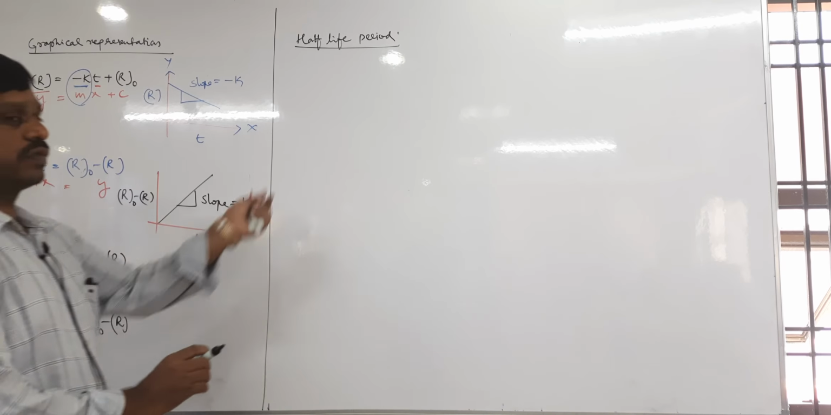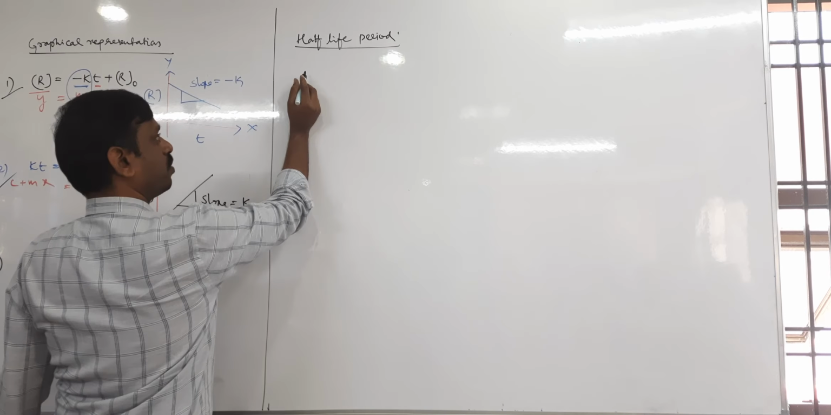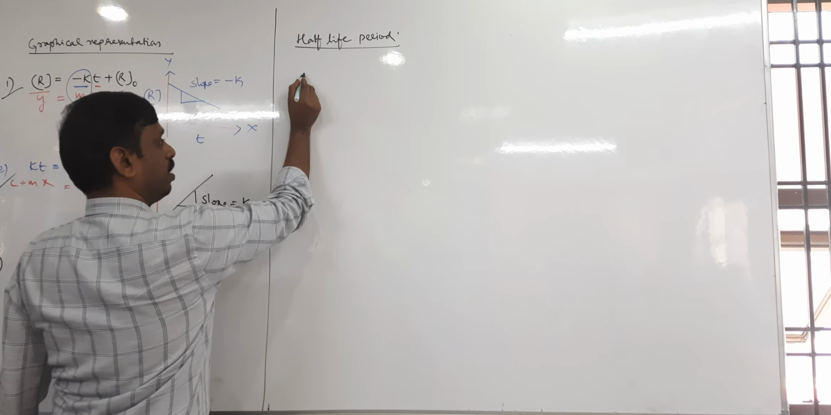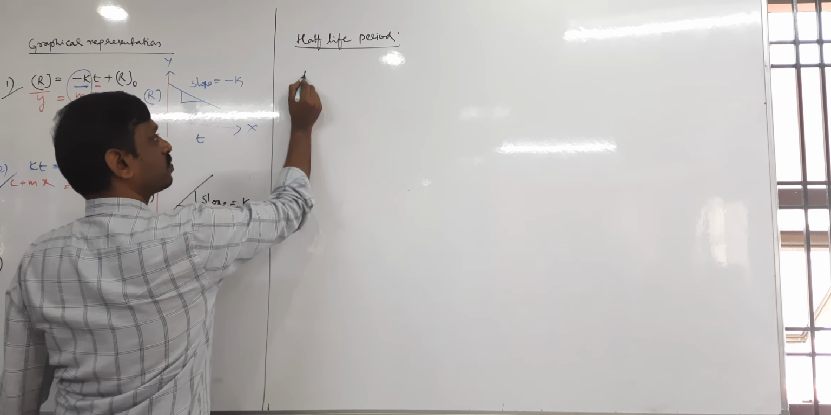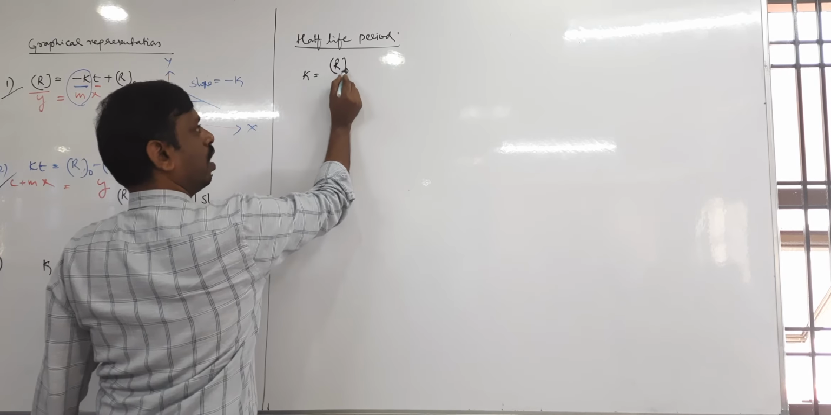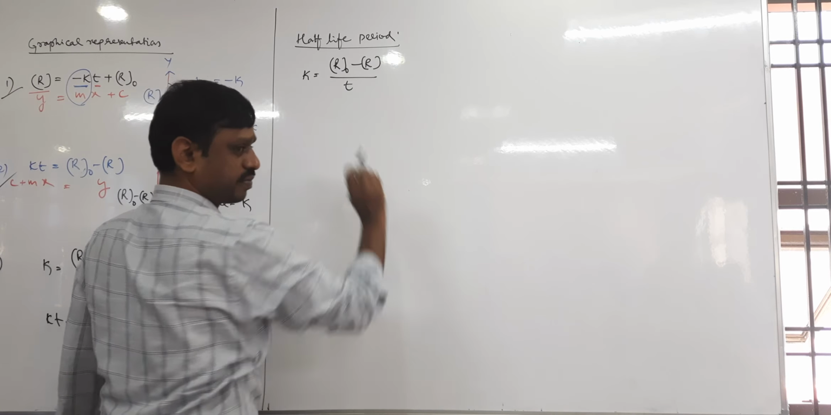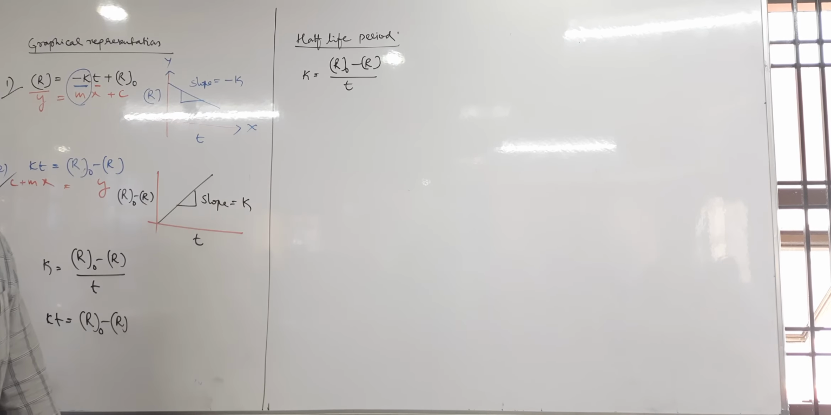Okay. Now tell me, what is the integrated rate equation for zero order reaction? K equal to, you should remember it now, R naught minus R by T. You have to memorize it. So R naught minus R by T.